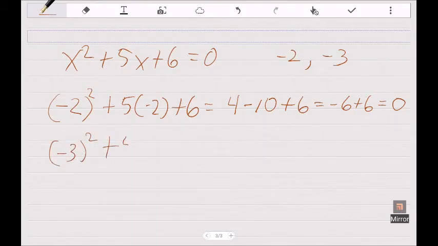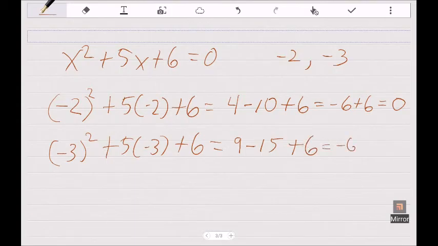Negative 3 squared, plus 5 times negative 3, plus 6. Negative 3 times negative 3 is positive 9, plus 5 times negative 3 is negative 15, plus 6. 9 minus 15 is negative 6, plus 6 is again 0. So, our answers are correct. So, these are the 2 solutions for where this quadratic is equal to 0.